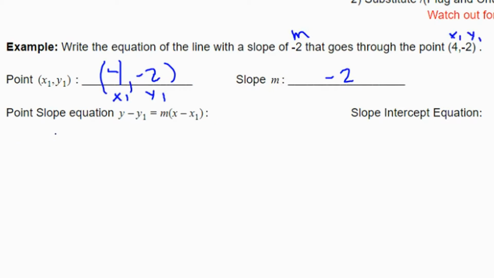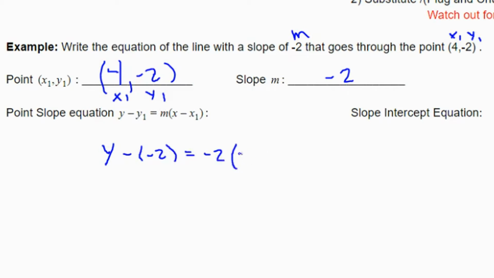All right, so let's do our point slope equation, and here it is for reference. y minus, what's my y1 value? Well, my y1 value is -2. So I'm going to put parentheses there so that I don't get confused with my negatives. Equals m, and my slope this time again is -2.